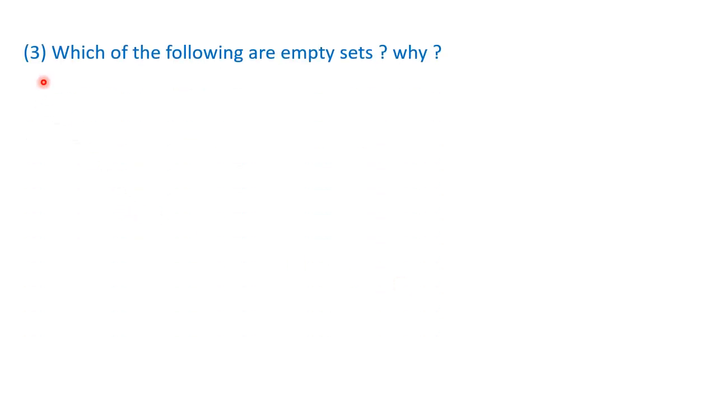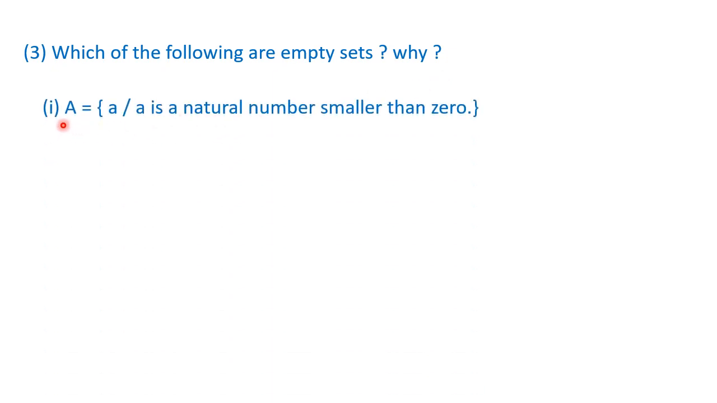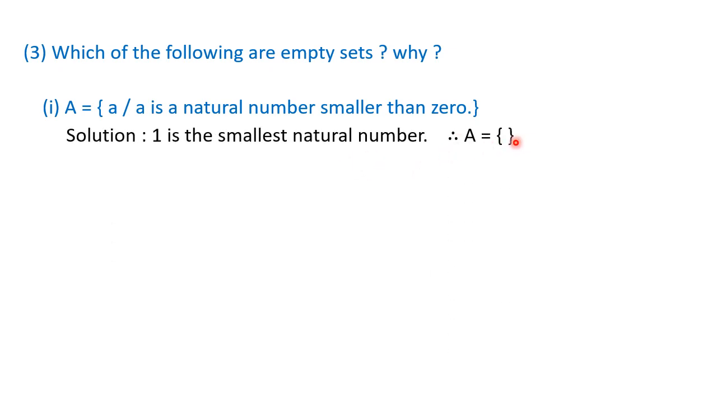Question number 3. Which of the following are empty sets and why? Okay, so let us see the first one here. A is equal to, or you can read it as A is a set of all a such that a is a natural number smaller than 0. Now you have to decide whether it is empty or what. You have to find a natural number smaller than 0. You know that natural numbers start from 1, which is greater than 0. So here there is no element in the set.